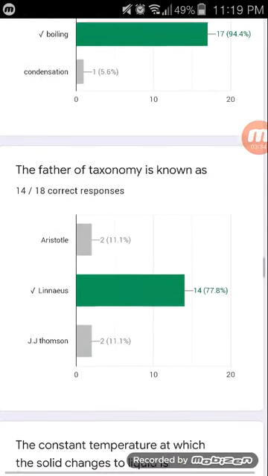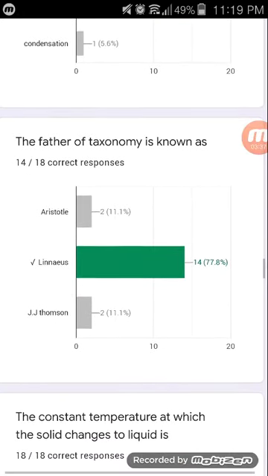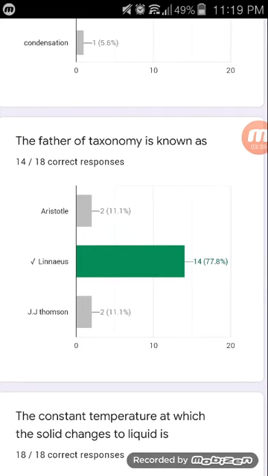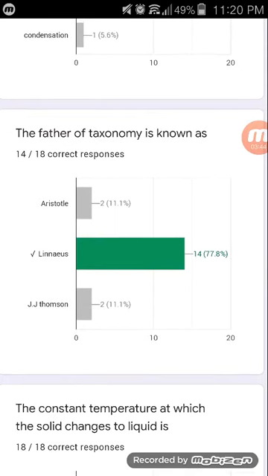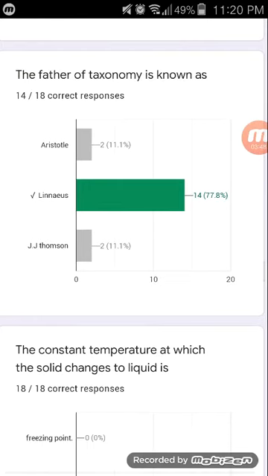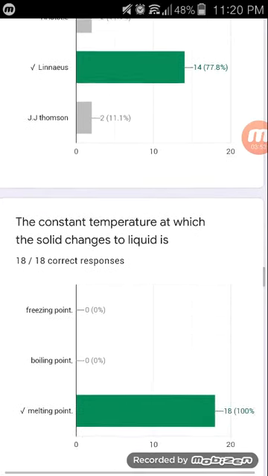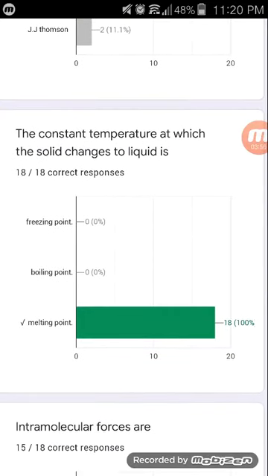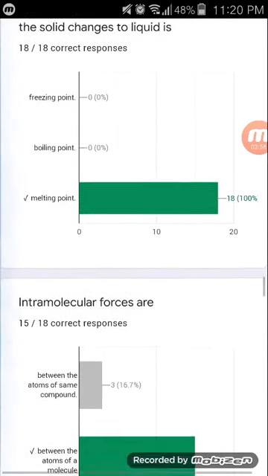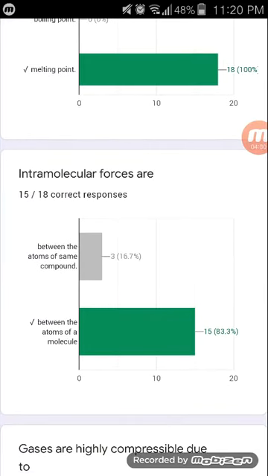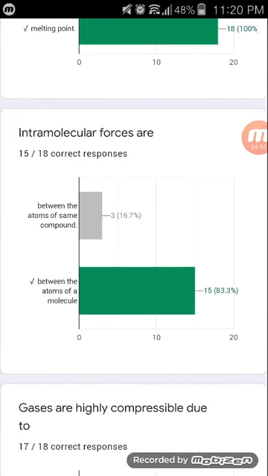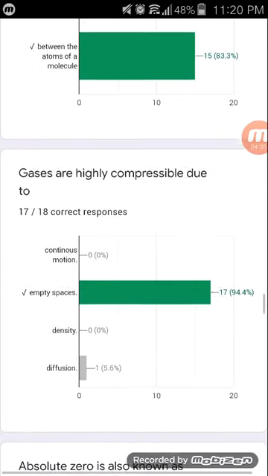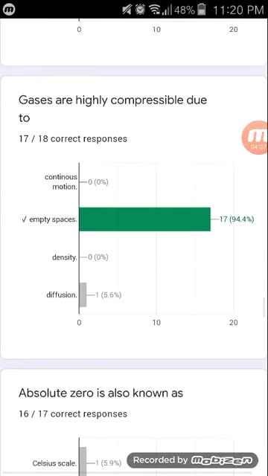The father of taxonomy is Linnaeus, not Aristotle. Aristotle was a guy who started thinking about classification. Linnaeus was the person who named everything, who classified each and everything. J.J. Thomson was a different scientist. He worked on atomic structure. Next, the constant temperature at which a solid changes to liquid is the melting point. Intramolecular forces are the forces between the atoms of a molecule. Gases are highly compressible due to empty spaces.